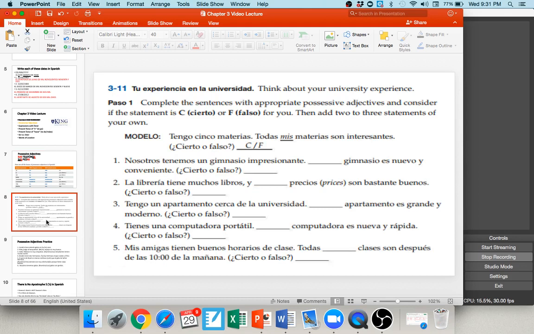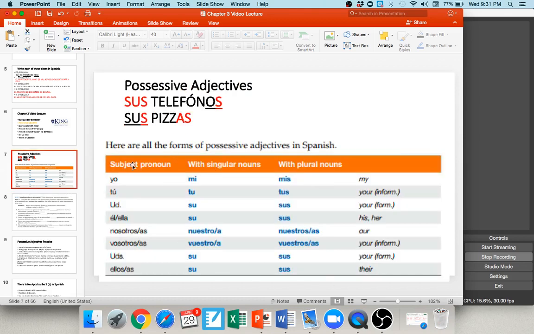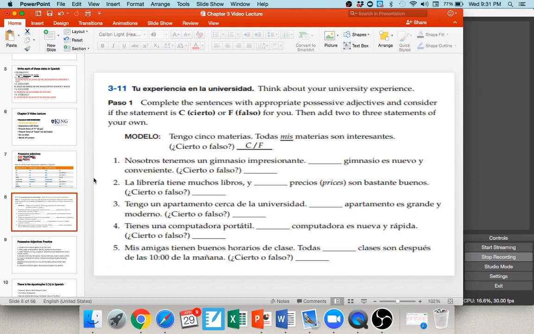Now, we're going to take that information and apply it to a little write-up here about your university. So I want you to think about King as you are going through and filling these in. For example, the modelo here tells us we have to fill in the blank with the correct possessive adjective. So we're using one of these blue words from before, mi, tú, su, etc. And then we have to tell if the statement's true or false. So the model tells us that tengo 5 materias. En todas blank materias son interesantes. So I have 5 different classes, 5 different subjects, and all of my subjects are interesting.